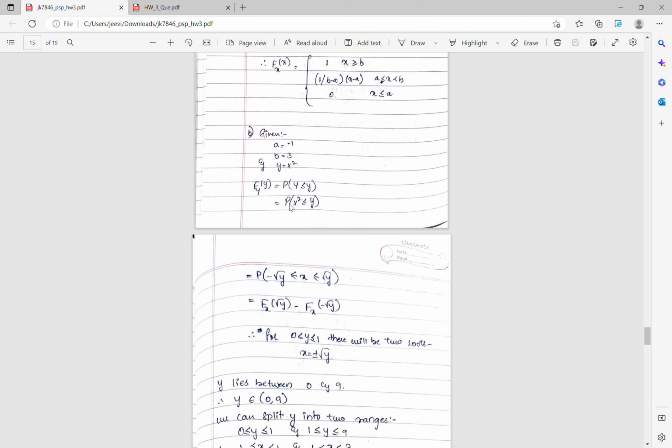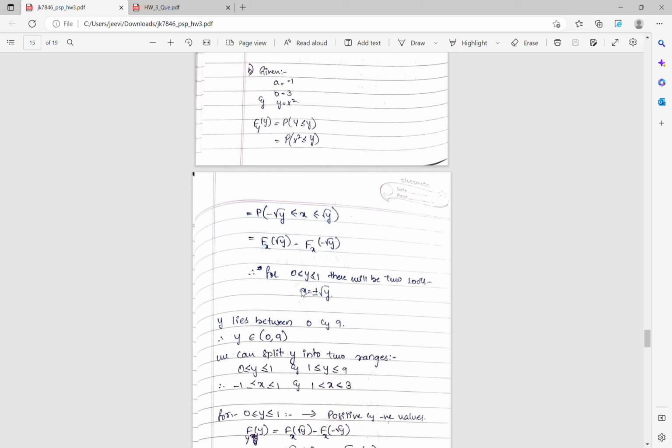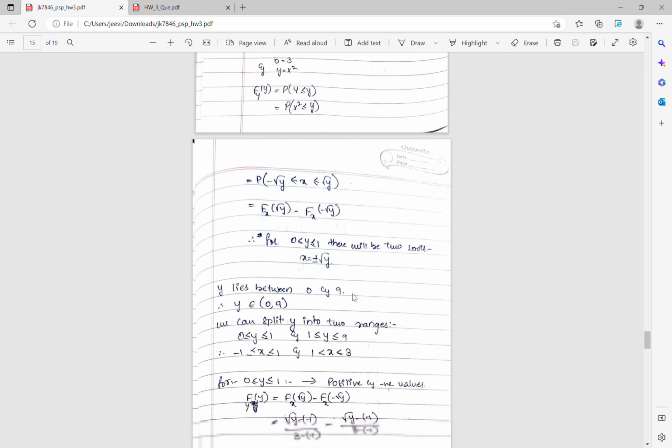Therefore y is equal to x square. We'll update that. Now taking the root over that side, we know that the probability of x will be between minus root y and positive root y. Now this root y will be the two roots for x. Therefore if y ranges between 0 and 1, then there will be two roots, that is x is equal to positive or negative root y.